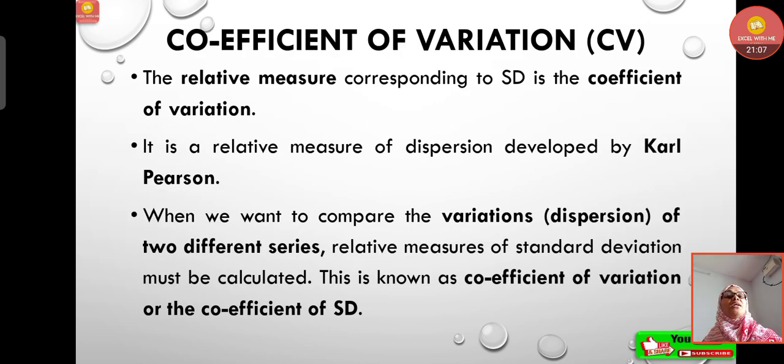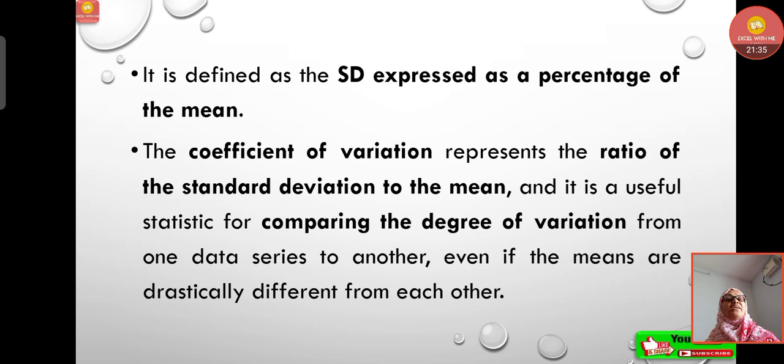Now coefficient of variation, CV, the relative measure corresponding to SD is the coefficient of variation. It is a relative measure of dispersion developed by Karl Pearson. When we want to compare the variation, that is dispersion of two different series, relative measures of standard deviation must be calculated. This is known as coefficient of variation or the coefficient of standard deviation. It is defined as the standard deviation expressed as a percentage of the mean.